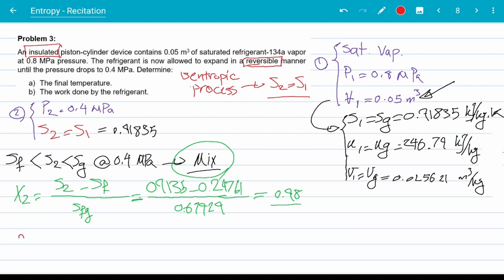Now, before we move on, just by knowing that we are dealing with a saturated mixture, I can answer part A. We know that in a saturated mixture, T is a function of pressure. So we are looking at the saturated temperature at 0.4 megapascals. That is 8.91 degrees Celsius.